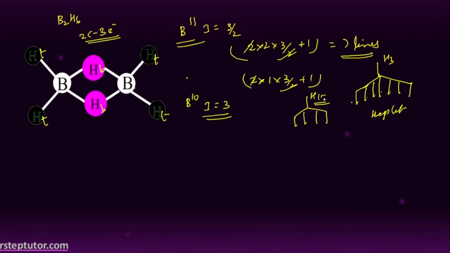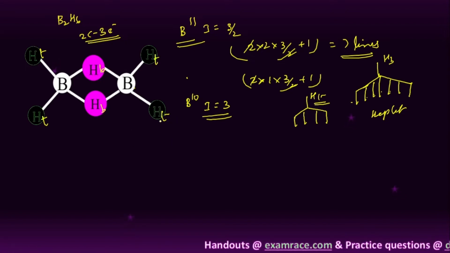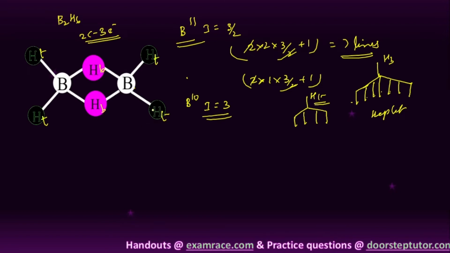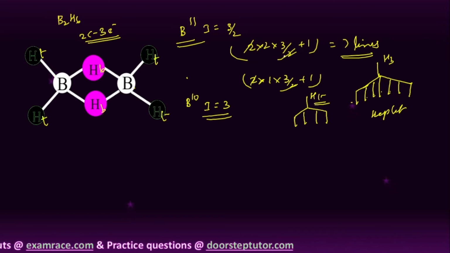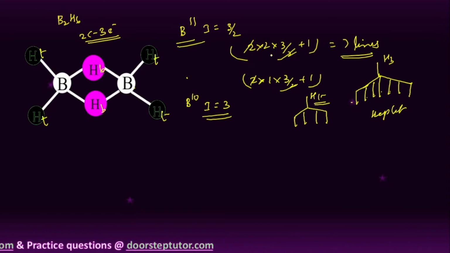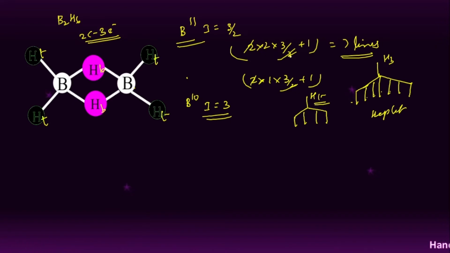You can also use the B10 isotope, students, and you will get different signals in NMR spectroscopy, right? For example, if you use the I value of 3, then 2 into 2 into 3 plus 1. But generally, as per NMR spectroscopic studies, it gives a heptet of quartets in NMR spectroscopy.